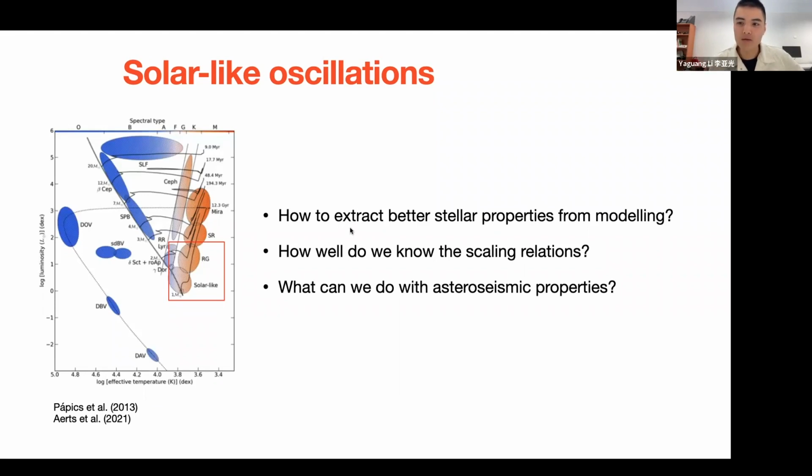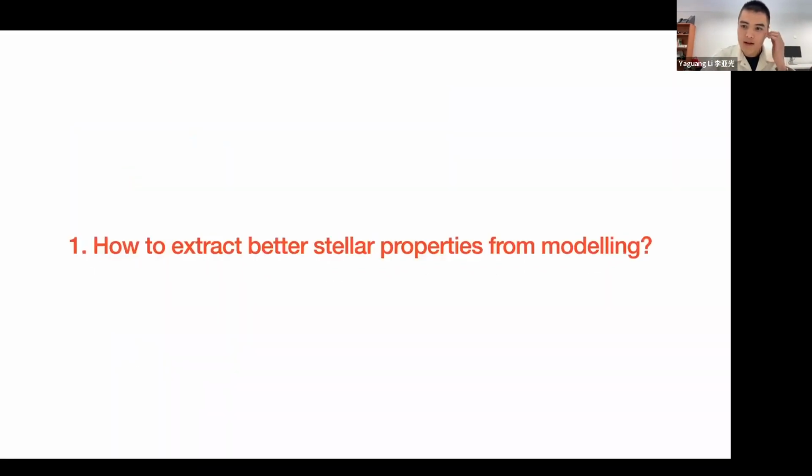So for the talk today, I will be mainly focusing on 3 questions. In each part, I will focus on answering one of these questions. The first question is how to extract better stellar properties from stellar modeling. We all know that stellar modeling is a very nice, magic way of getting stellar properties, but how can we do better than we've been doing? The second question is related to testing the scaling relations. And the third question is that once we have all of these very nice asteroseismic properties, what can we do about them?